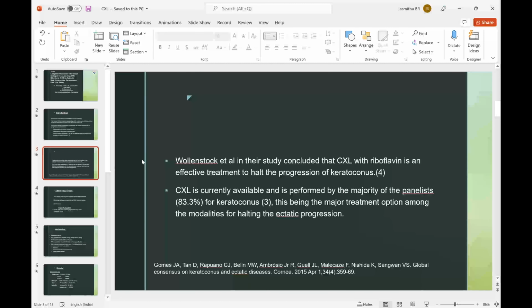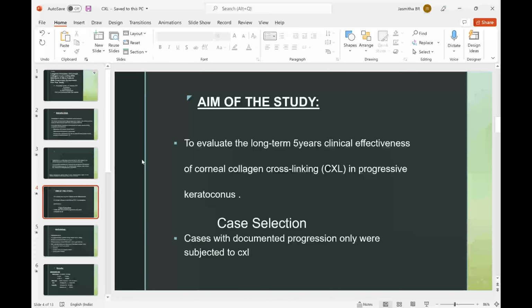Wollensak et al. introduced corneal collagen cross-linking, and proved that it is an effective treatment to halt the progression of keratoconus. The majority of the panelists in the global consensus on keratoconus and ectatic diseases said that collagen cross-linking is the most commonly performed and currently available treatment for halting the progression of KC. So here I am to confirm the long-term outcomes of collagen cross-linking in progressive keratoconus. The aim of my study is to evaluate the long-term 5-year clinical effectiveness of collagen cross-linking in progressive keratoconus.